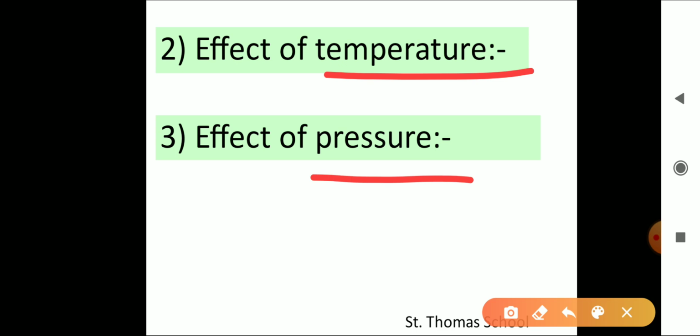So this was all about the factors affecting the solubility of a solid in a liquid. I hope you have understood this topic properly. If you have any problem, you can ask me.